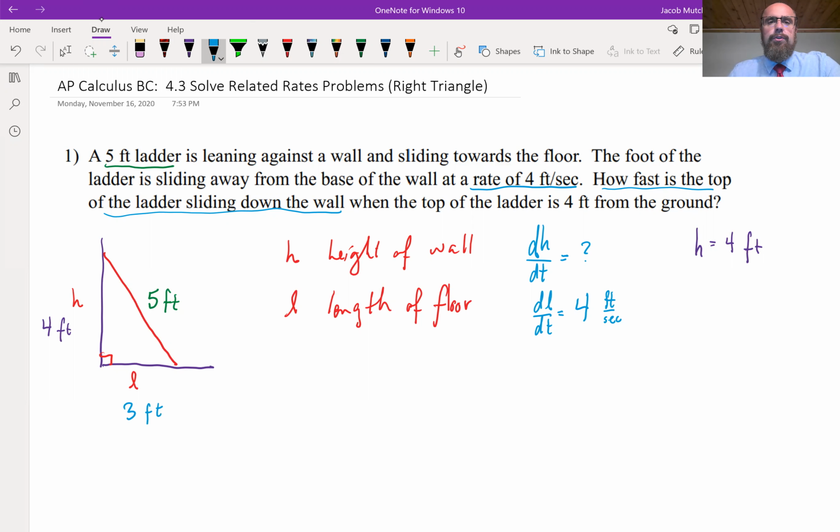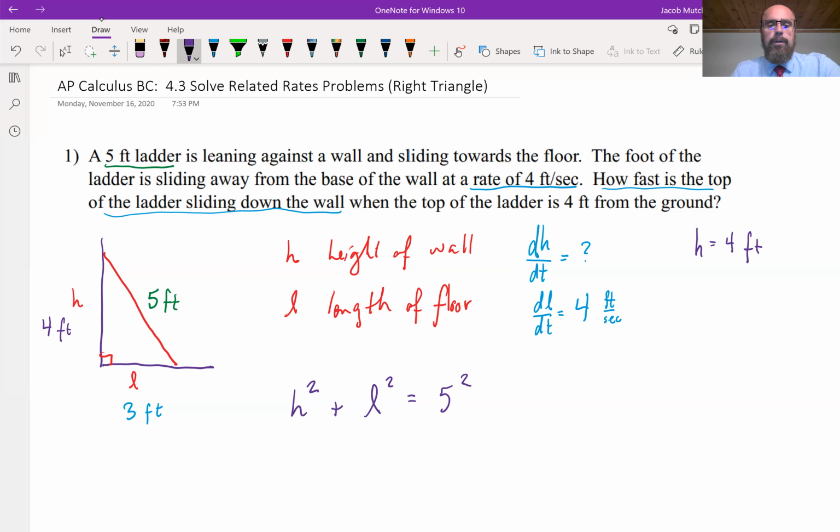All that's left for us to do here is to create an equation that relates these two variables, the height of the wall and the length of the floor. Well, since they're within a right triangle arrangement, we can use the Pythagorean theorem. So the way that I'm going to write it is h squared, the length of the upper leg squared, plus L squared, the length squared, equals 5 squared, because that ladder is not going to change its length. It's always going to be 5 squared.